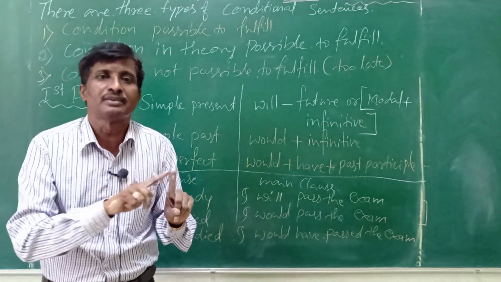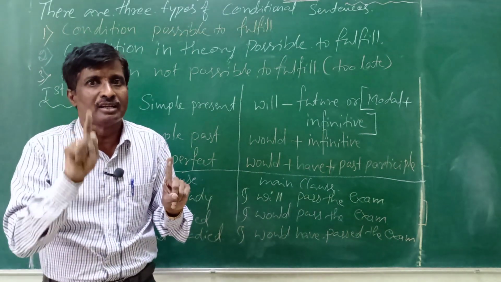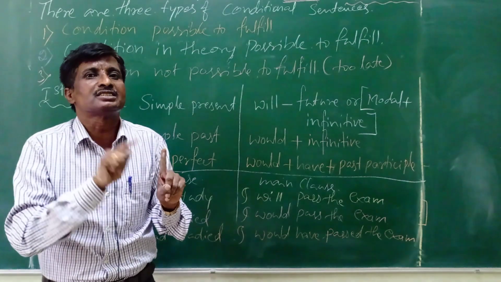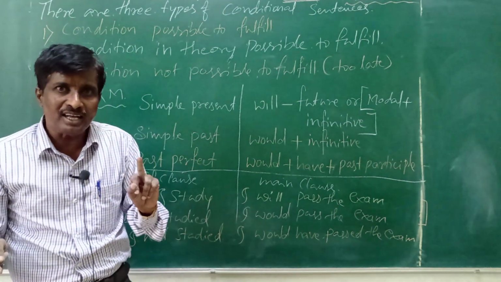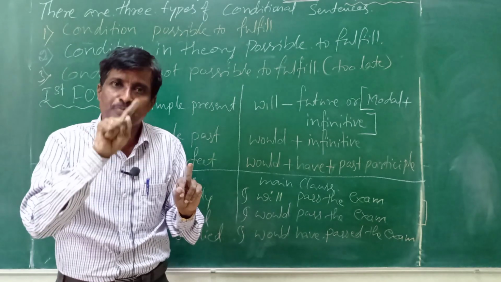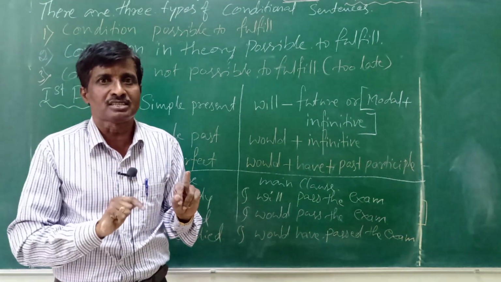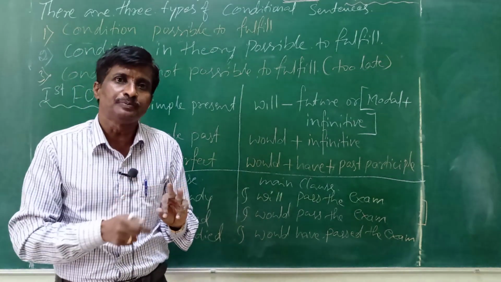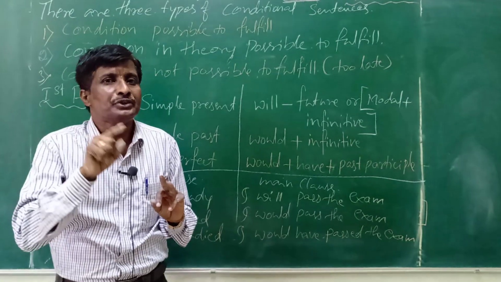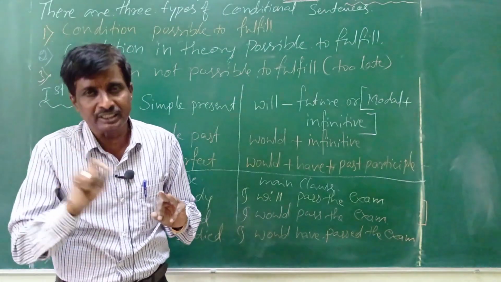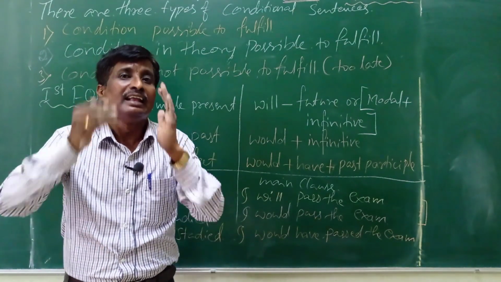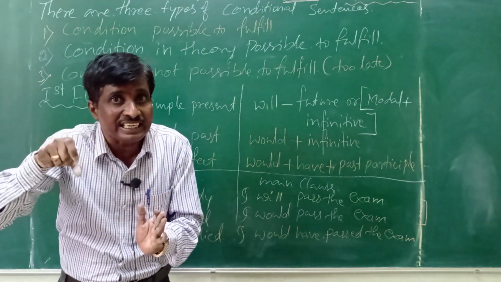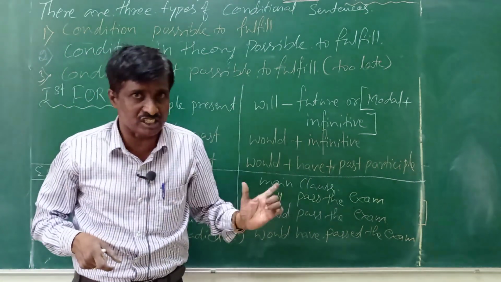In present tense, we have four classifications: present simple, present continuous, present perfect, present perfect continuous. In past: simple past, past continuous, past perfect, past perfect continuous. In future: simple future, future continuous, future perfect, future perfect continuous. Like this, we have four internal classifications in each of the main tenses.